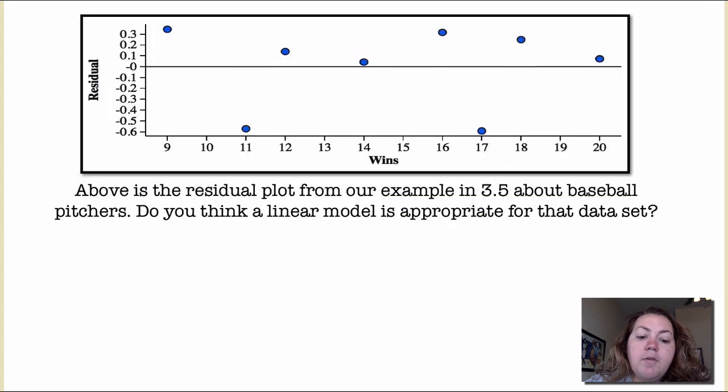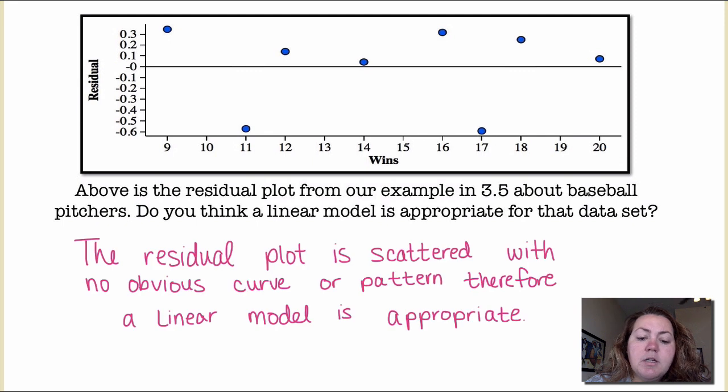Above is the residual plot from our example in 3.5 about baseball pitchers. Do you think a linear model is appropriate for the data set? If you look at the residual plot, there's not a whole lot of a curve or a pattern going on. It's just kind of a mess of points. So the residual plot is scattered with no obvious curve or pattern. Therefore, a linear model is appropriate.